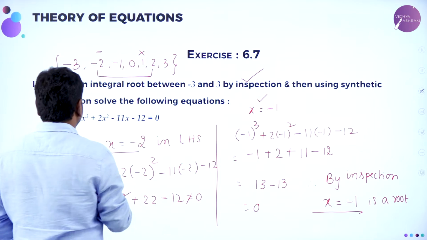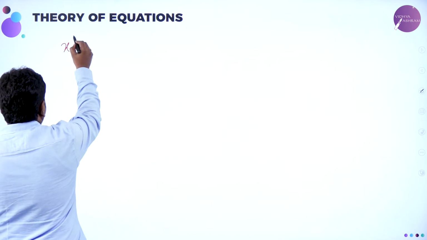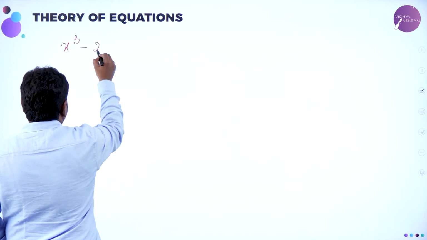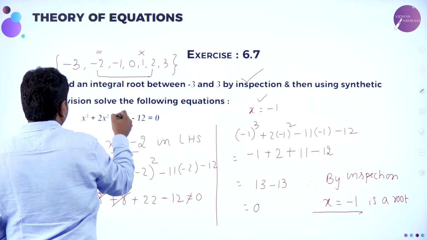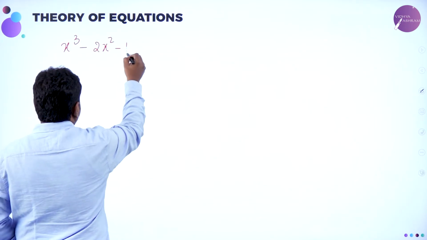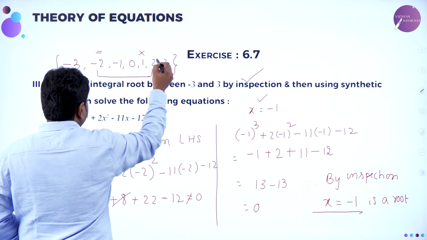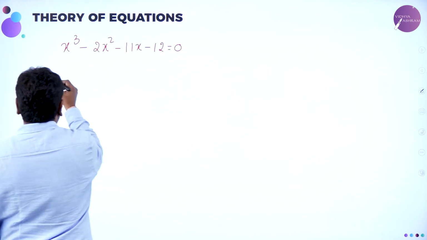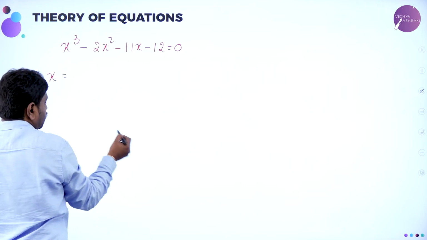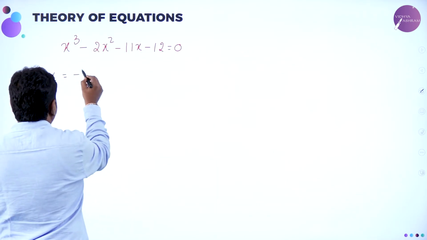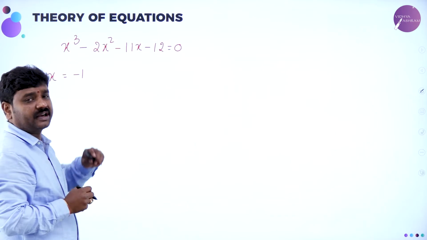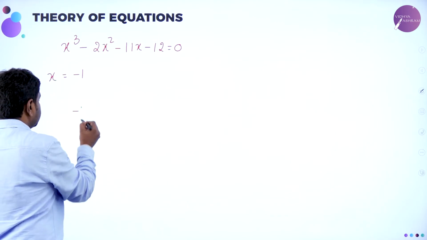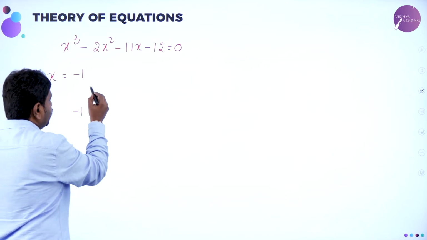So they gave the equation x cube minus 2x square, then minus 11x, then minus 12. So dear students, this is a cubic equation and you got one multiplier. What is the multiplier or the root? Root I call it as minus 1. In synthetic division we call this the multiplier. So now we'll take minus 1 outside and we'll write the coefficients.